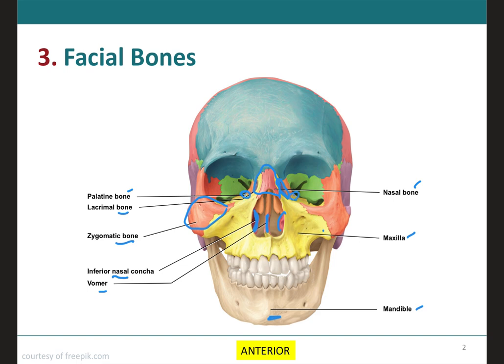located right over here. All of these are paired bones except for the vomer and the mandible. These are unpaired bones. And on the next few slides, we will be covering these bones in more detail.